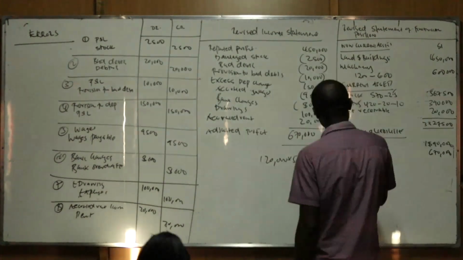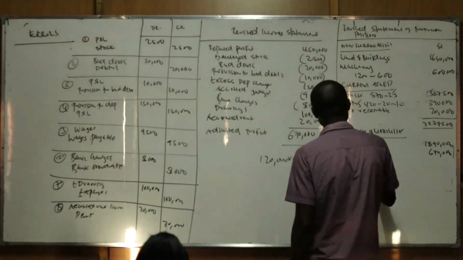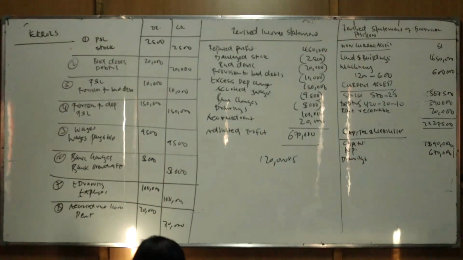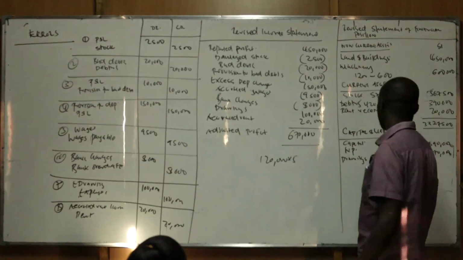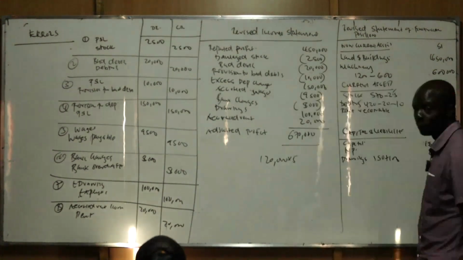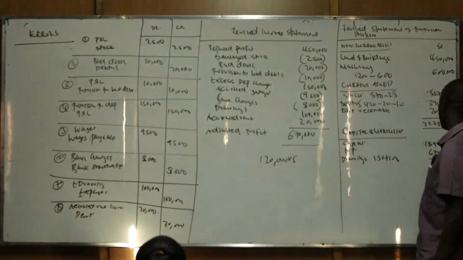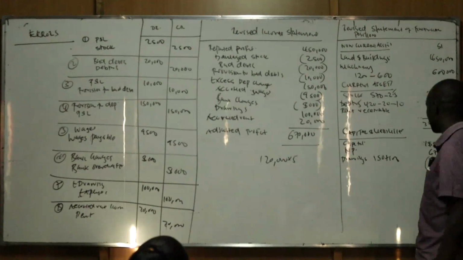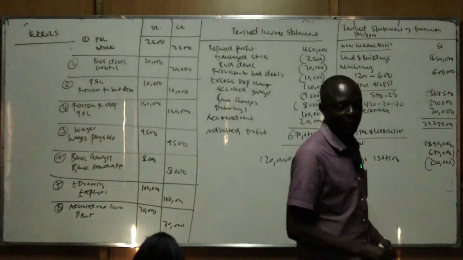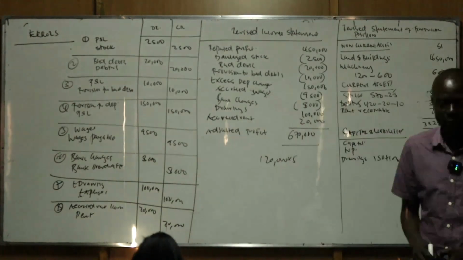Then we left drawings. What is the value of drawings before this adjustment? It was 150. So it is going to be 150 plus 100. These are the 100 that was treated as an expense, isn't it? So this one is going to be 250, isn't it? We have non-current liability? We don't have, isn't it?